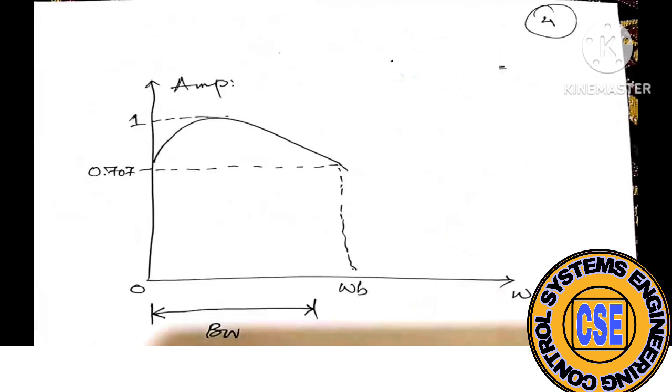Now I am taking an example to define the frequency response further. Basically, there is our amplitude, which is 1, and at the following edge it is in the range of 0.707, and this is the range from 0 to omega b, which is our bandwidth. This is our initial condition basically, and the maximum amplitude is 1.